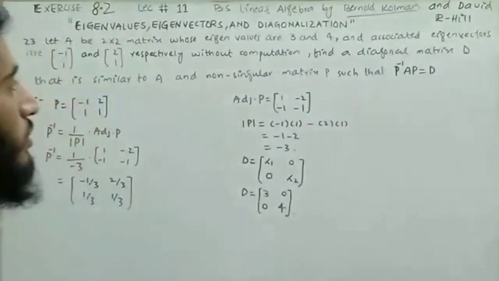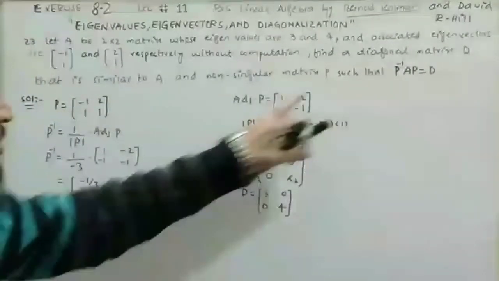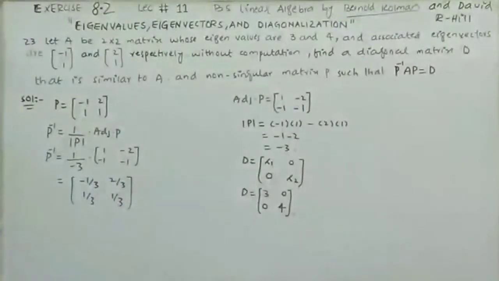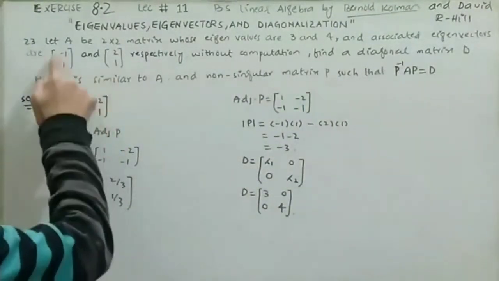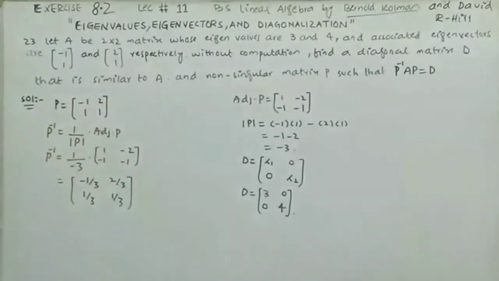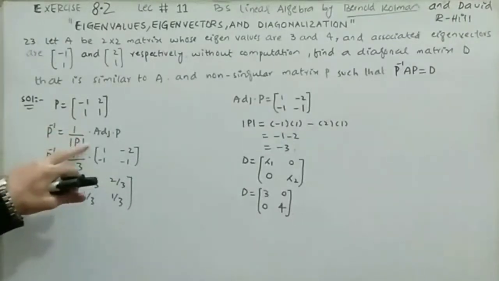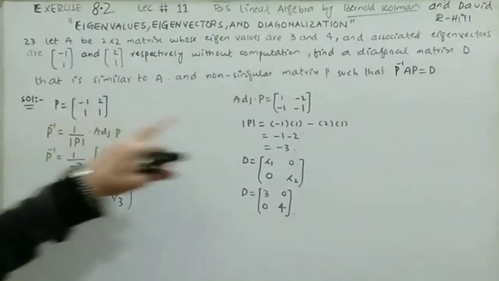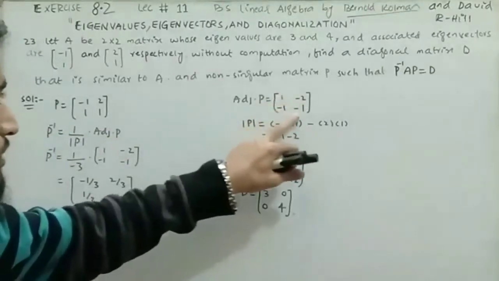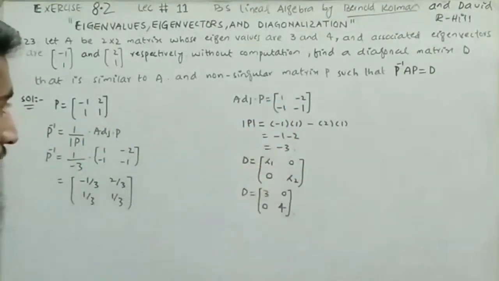In this question, we need to find the diagonal matrix D and a non-singular matrix P. The non-singular matrix P can be found directly from these two eigenvectors (-1, 1) and (2, 1). These are actually our matrix P. After this, we will find the inverse of this matrix by using one over determinant of P times adjoint of P. So the adjoint of this matrix will be 1, -2, 1, -1, and the determinant of this matrix will be -3.